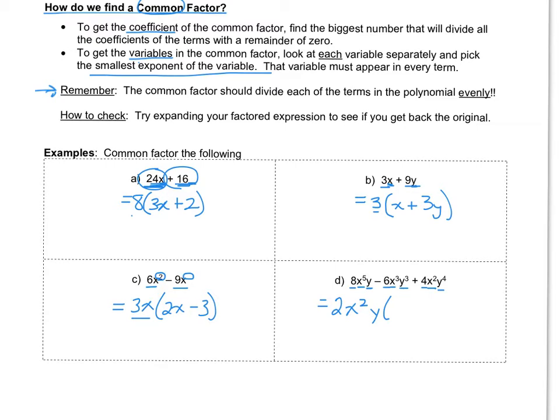So 8 divided by 2 is 4. X to the 5 divided by x squared. Use your subtracting exponent rules. You're going to get x cubed. A y divided by y, it disappears. It's just a 1. We're going to have a minus 3x y squared plus a 2. We have an x squared already. I need y cubed because y to the 4 divided by y to the 1 would be y cubed. So hopefully that's making sense so far.